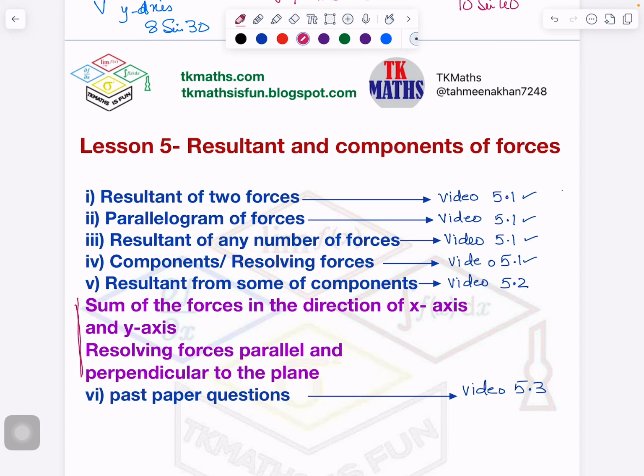In today's video, which is in continuation of complete lessons of M1 A-level mathematics, this is lesson number 5 on resultant and components of forces. This video will cover the aspects of resultant from sum of components, point number 5: sum of the forces in the direction of x-axis and y-axis, and resolving forces parallel and perpendicular to the plane. So these two aspects we will cover in this video, which is 5.2.